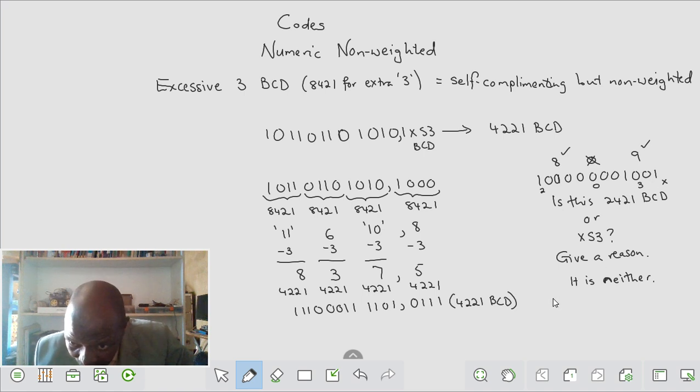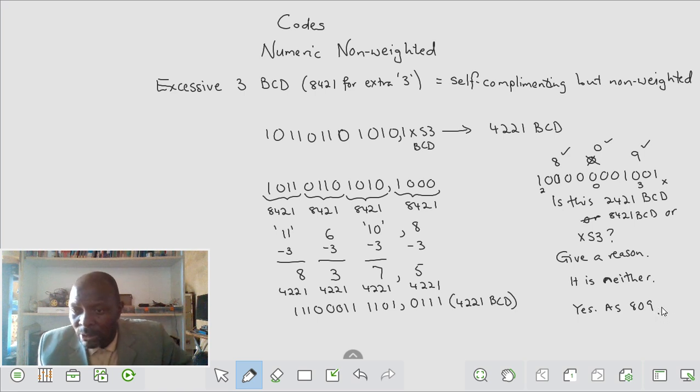So if you asked, maybe you were given a third option, maybe this was not so. If it was 8, 4, 2, 1 BCD, then you could say yes, in 8, 4, 2, 1, that would have been 8, 0, 9, and yes, 809, in decimal.